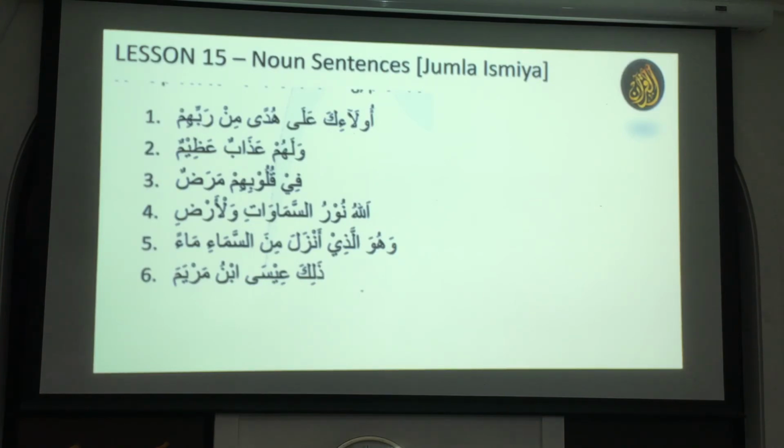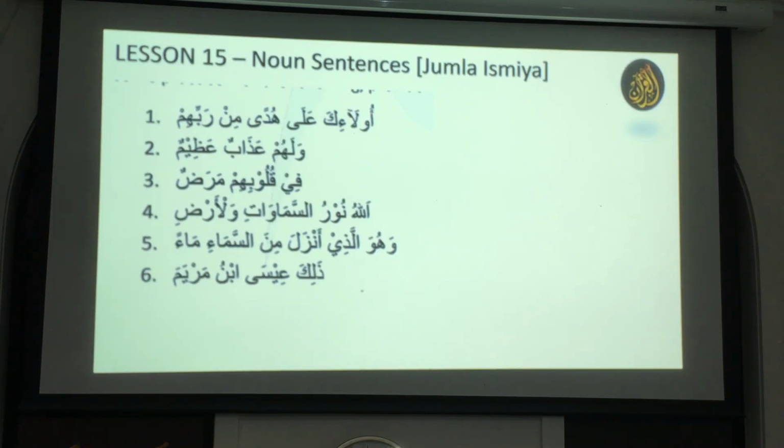Okay, fi qulubihim maradun. So fi qulubihim. Fi is a harf of jar, and qulubihim is also a fragment. Now this fi, is it affecting qulubihim? It is. Look, qulubihim, him is making jar. So fi qulubihim, in their hearts, but maradun is separate. Maradun has no connection with qulubihim.